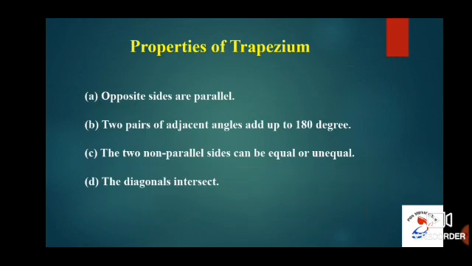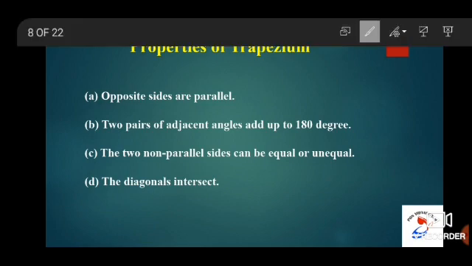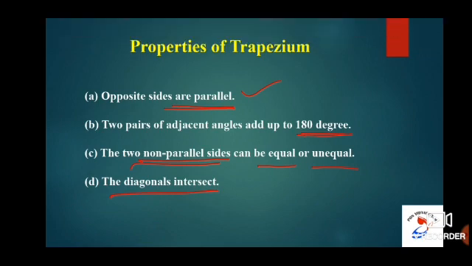Now we will see the properties of trapezium. Property number 1, opposite sides are parallel. Number 2, two pairs of adjacent angles add up to 180 degree. 180 degree means it is supplementary. If I say it is complementary, it is 90 degree. Then the two non-parallel sides. So we have discussed only opposite sides are parallel. So one pair will be parallel. So the non-parallel sides can be equal or unequal. Either they can be equal or they will not be equal also. The last one, the diagonals will intersect each other.